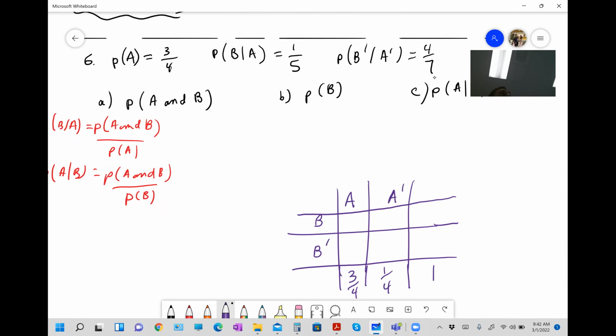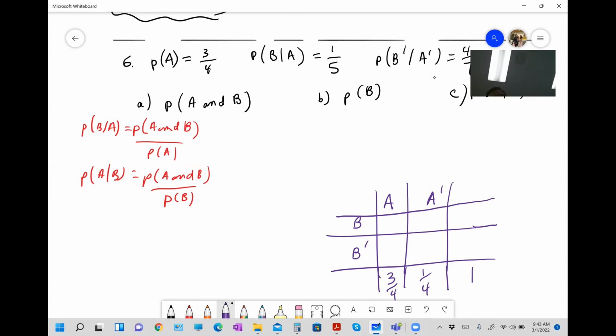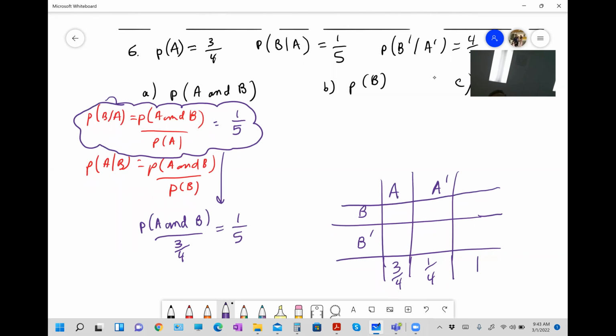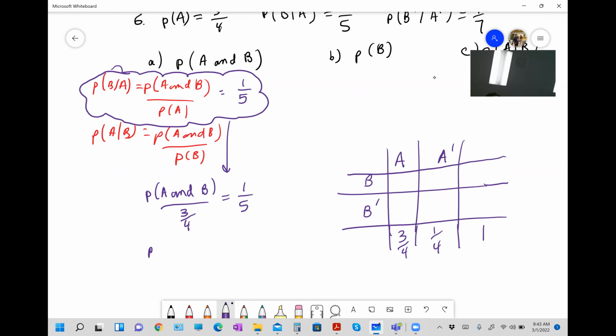Now, I don't have access to B right now, or B prime, but I do have the probability of B given A equals 1/5. So I know that equals 1/5. Now I'm going to write it down as the probability of A and B, which I don't have, divided by 3/4, which is the probability of A, equals 1/5. So if I solve for the probability of A and B by multiplying 3/4 by 1/5, the probability of A and B equals 3/20. And guess what? This here is 3/20. This represents A and B.